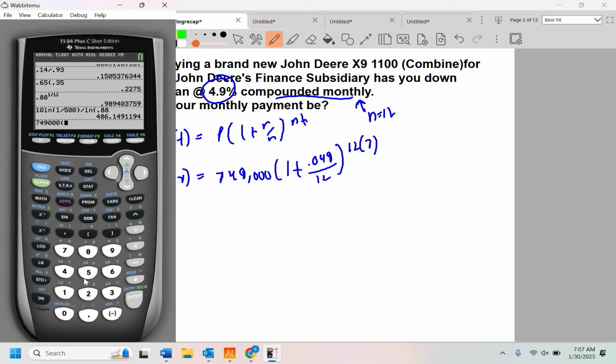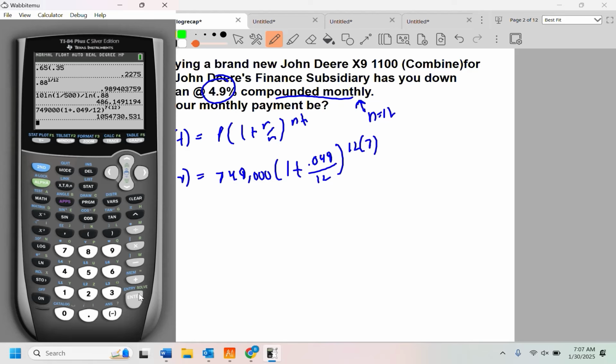749,000, 1 plus 0.049, sitting pretty over at 12. And if you don't know what 7 times 12 is, the TI-84 won't judge you, but you should know it's 84. It's over $1 million.